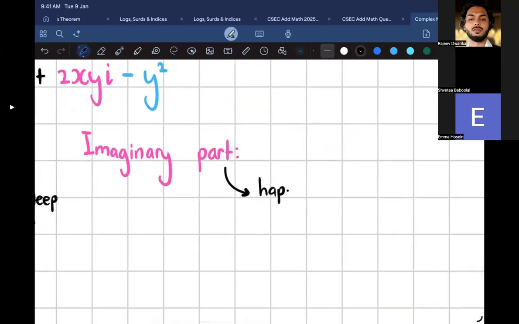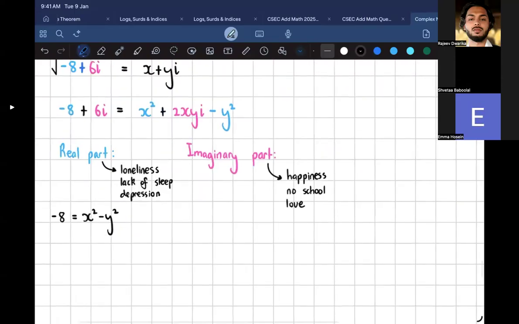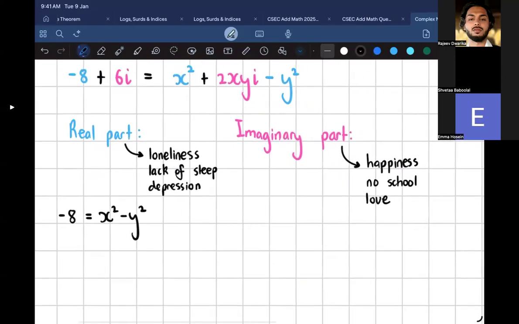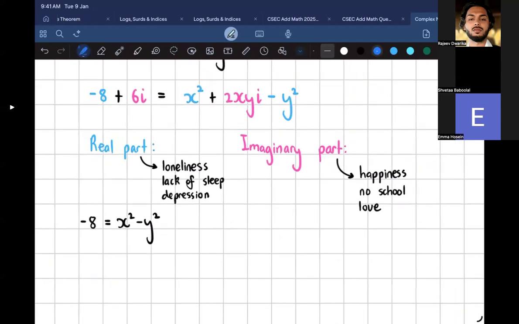I hope I spell happiness correct. I don't know, I'm kind of dyslexic. Sorry. No school. What do you mean? Imaginary part, like you want. Okay, well, for no school, love. Oh yeah. Math vibes.